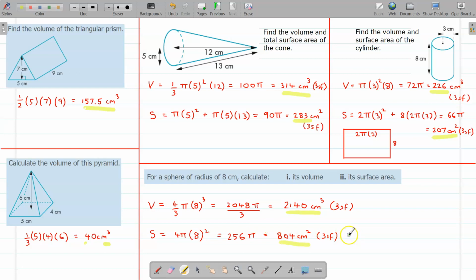Okay, and I hope that was a helpful introduction to area and surface area and volume of 3D shapes.